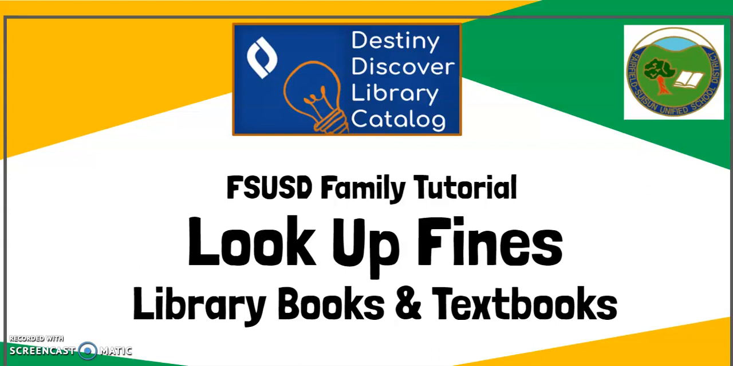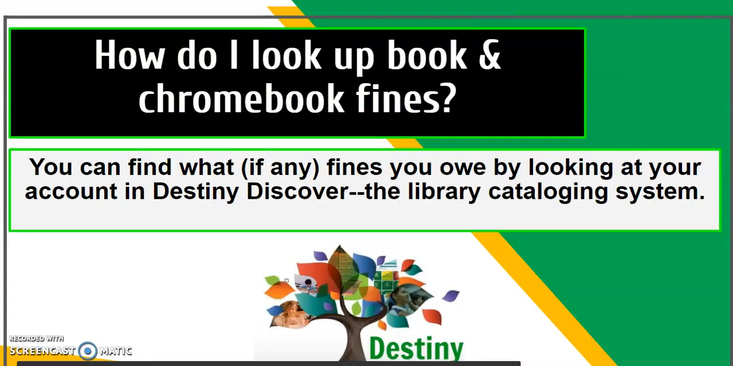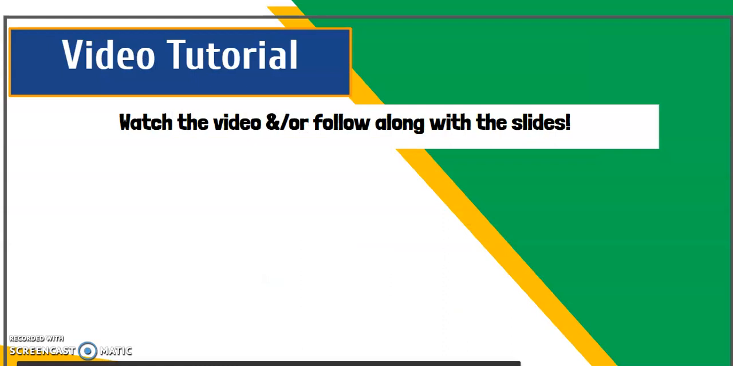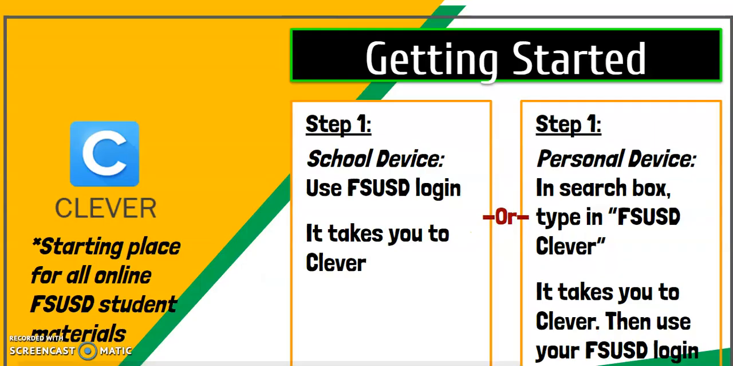This is the FSUSD family tutorial on how to look up fines for library books and textbooks. How do I look up fines? You can find out what, if any, fines you owe, and that includes Chromebooks, by looking at your account in Destiny or Destiny Discover, which is the library cataloging system. This is a slide with the video.